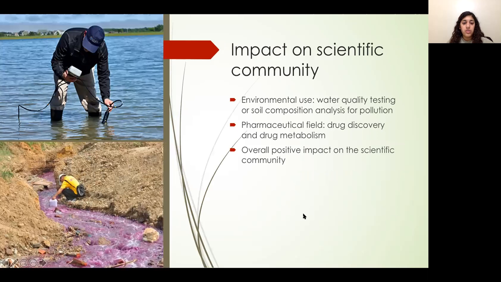I think this is a useful technique because it allows scientists to identify unknown substances, which is not only important for forensic, but also other fields of study. It can be used for environmental purposes such as testing water quality and soil composition for analysis of pollution. In the pharmaceutical field, it is used in drug discovery and metabolism. Overall, I think mass spec has a positive impact on the overall scientific community.